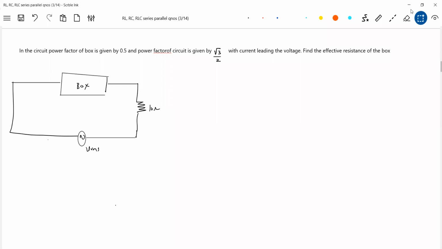...of the circuit is root 3 by 2 with current leading. So what is the formula for the power factor of the circuit? Cos phi should be equal to root 3 by 2. Current is leading the voltage, so it should be an RC circuit or an RL circuit. It should be an RC circuit, no? The effective total circuit should be RC.